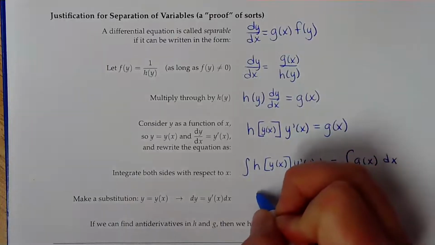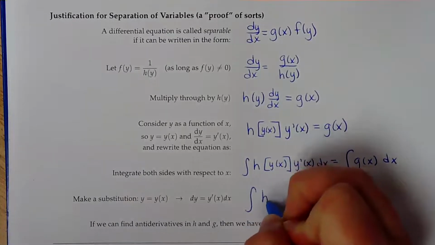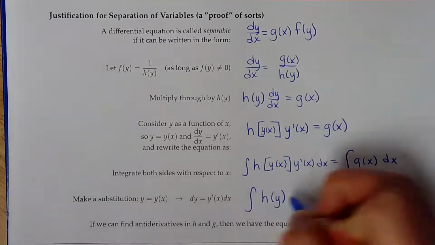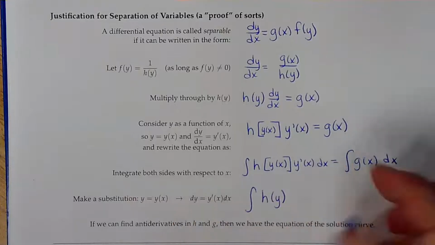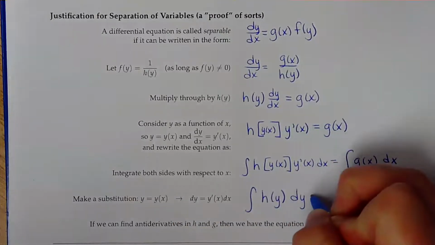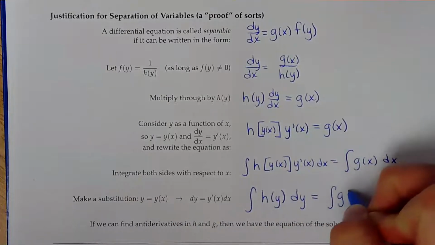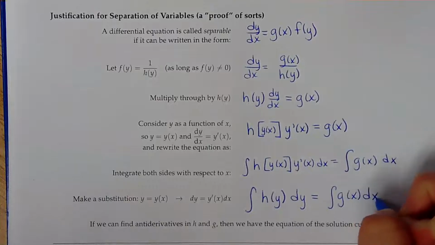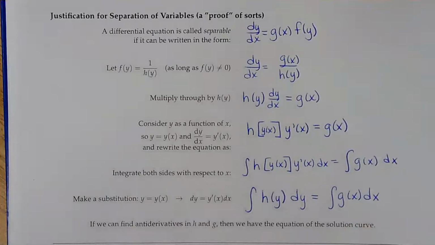So this is going to give me the integral of h of y, and then this whole piece gets replaced with dy, is equal to the integral of g of x dx. Okay, and as long as we can find antiderivatives for both h and g, then we're going to have an analytical solution to this. So we'll be able to get our solution curve and graph all of that.